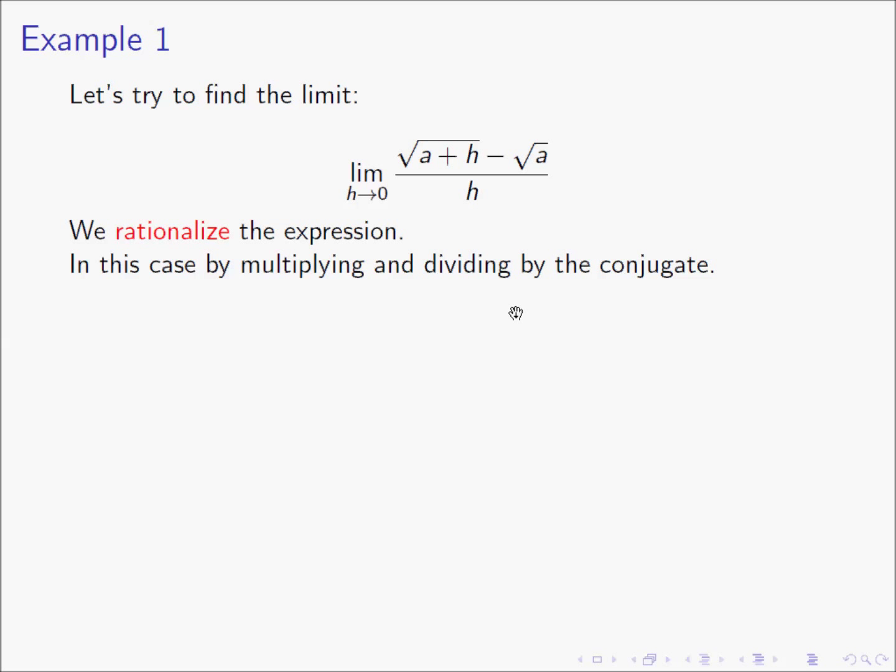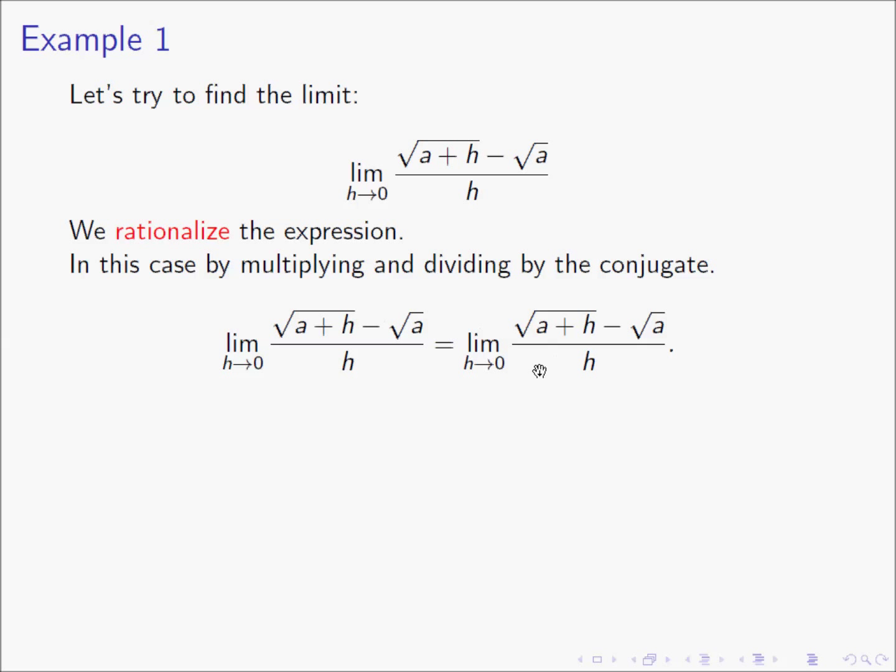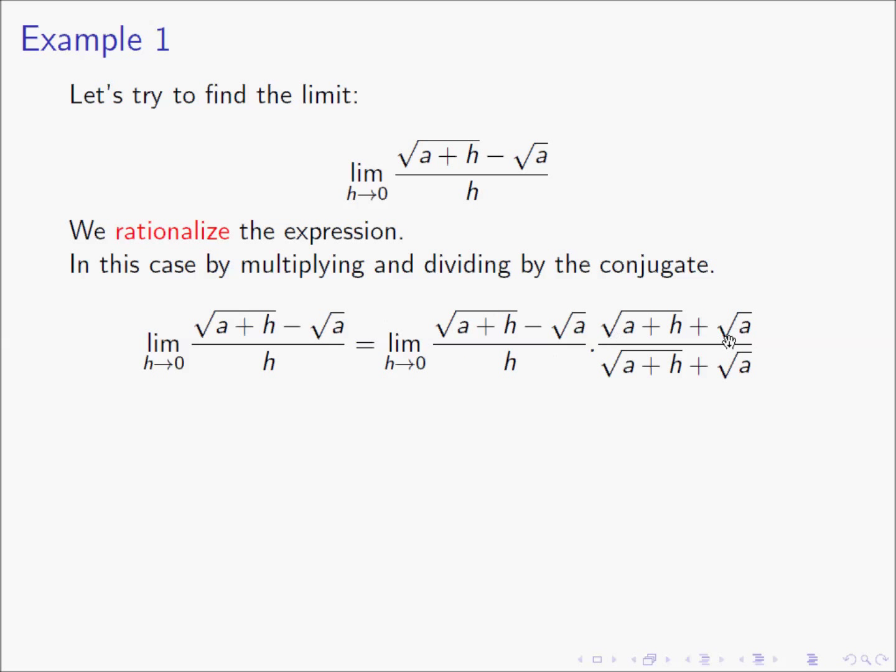To rationalize means to try to eliminate some of the square roots in the expression. In this case we can do that by multiplying with the conjugate. The conjugate of an expression like this is the same expression but with the sign changed. For example, here the conjugate is this one. It's the same expression, but instead of a minus sign we have a plus sign. And we have to multiply and divide.